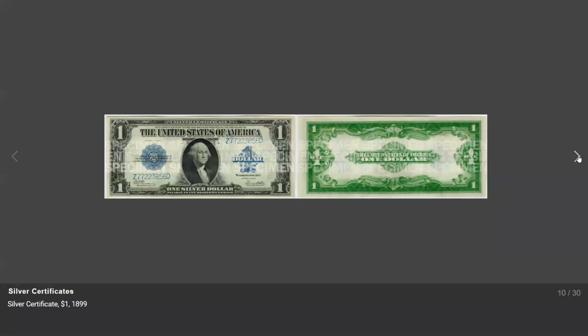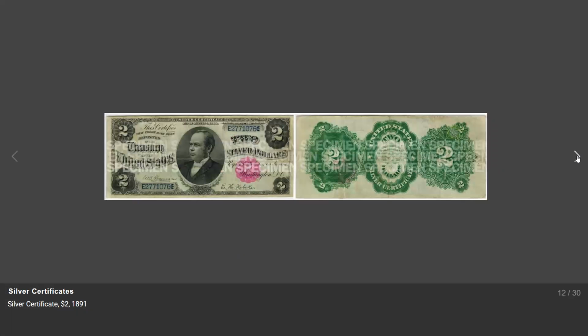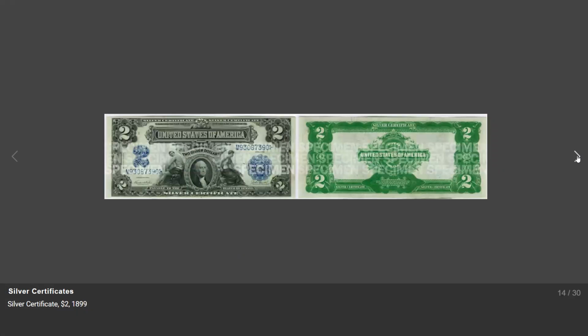These circulated until 1964, when we stopped having silver coins and silver certificates. All of these are redeemable for silver on demand of the bearer. And you can see there have been a lot. This is a $2 bill, which, by the way, they still make.